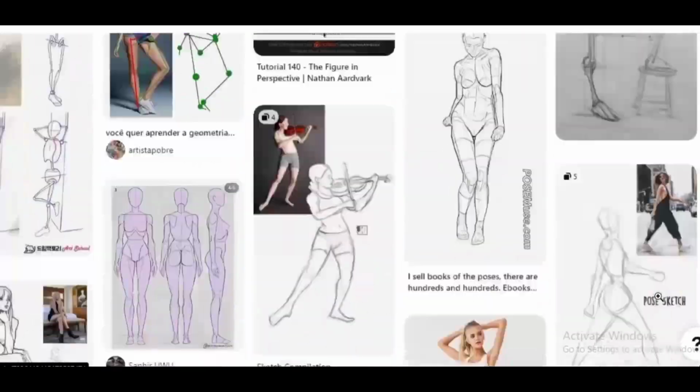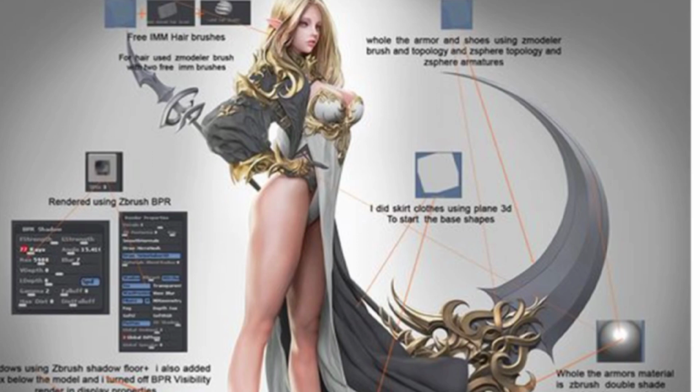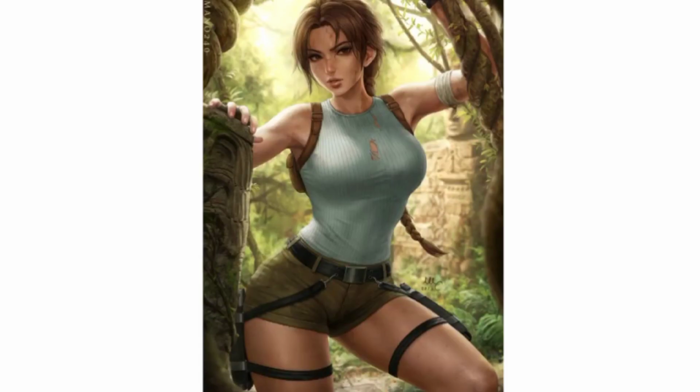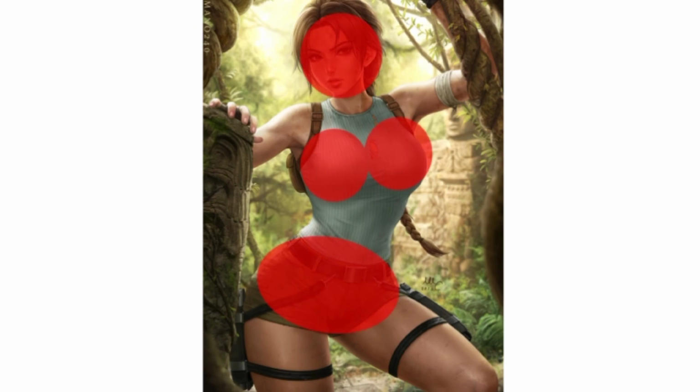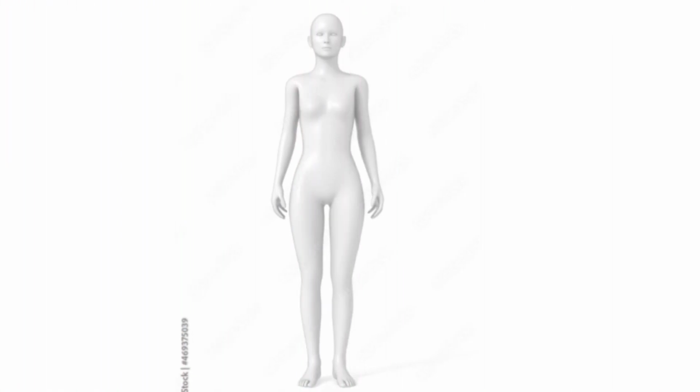So today we are going to learn how to draw the female body in a very easy way with the help of a center line and basic shapes such as circles and ovals. Your assistant Daisy will show you how to draw the female body. Hand over to you, Daisy.